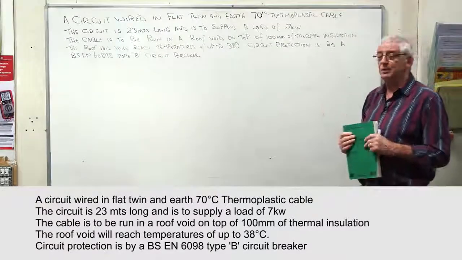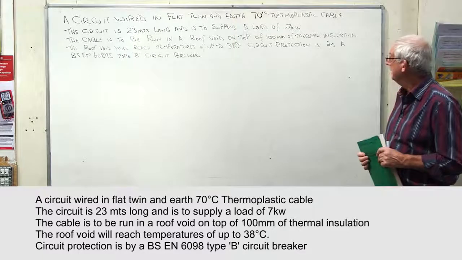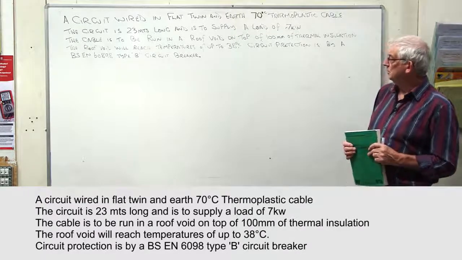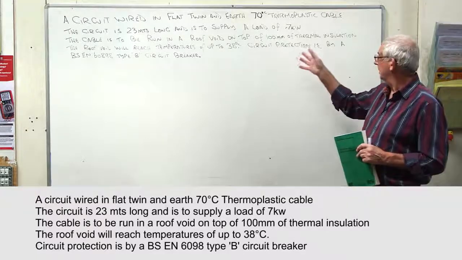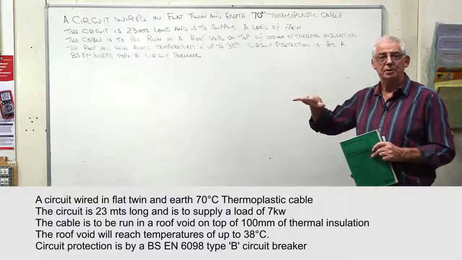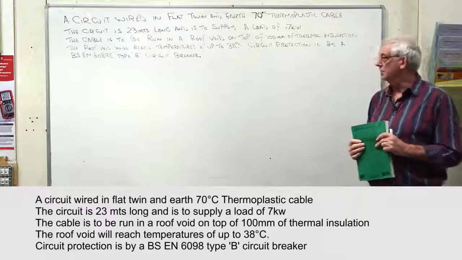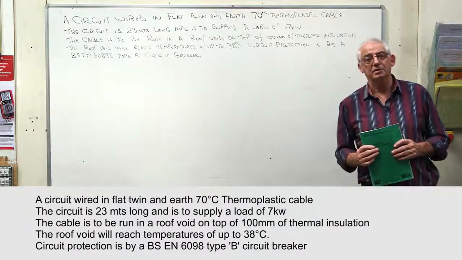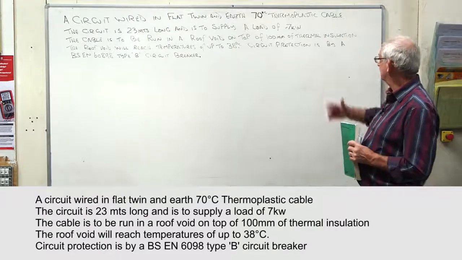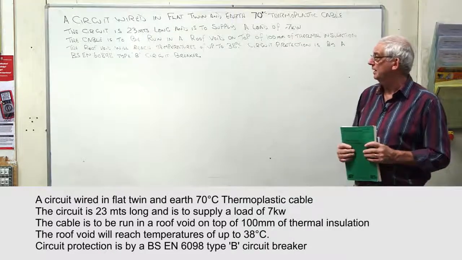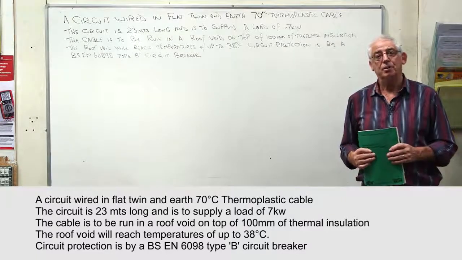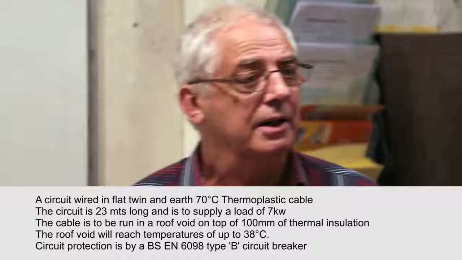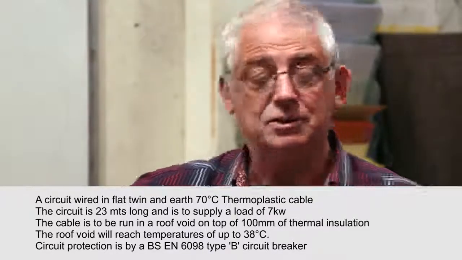The circuit's going to be 23 metres long and it's to supply a load of 7 kilowatts. Cables to be run in a roof void, laid on top of 100mm of thermal insulation. The roof void will reach temperatures of 38 degrees. Circuit protection is going to be a BS EN 60898 Type B protective device. So what we need to do really is calculate the size of the cable.